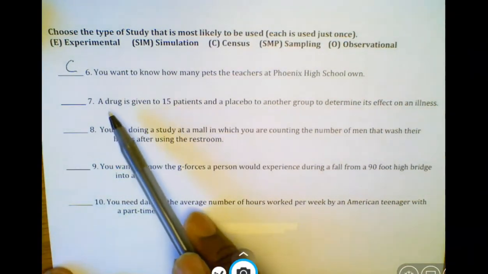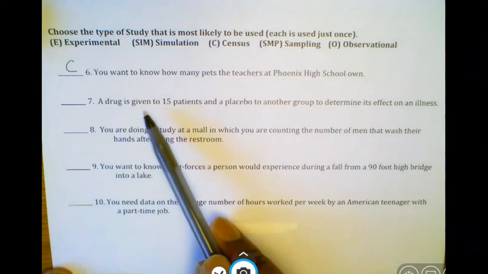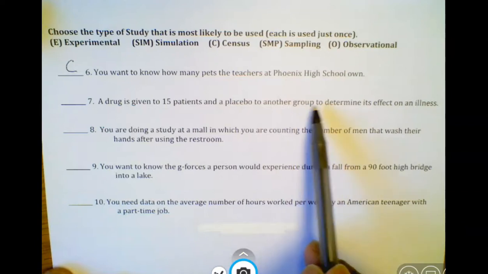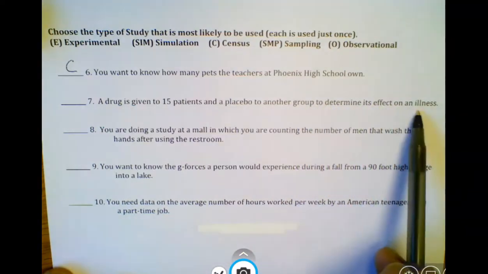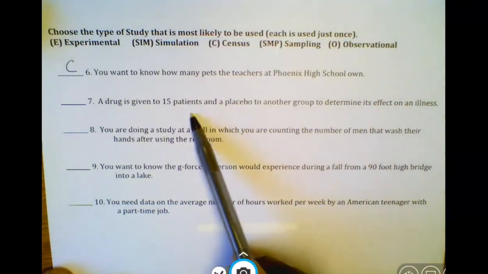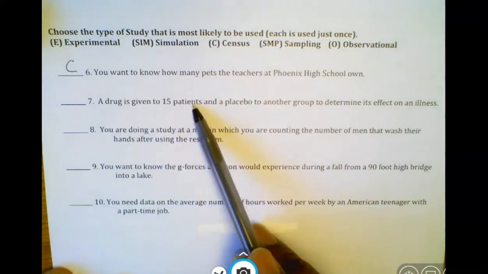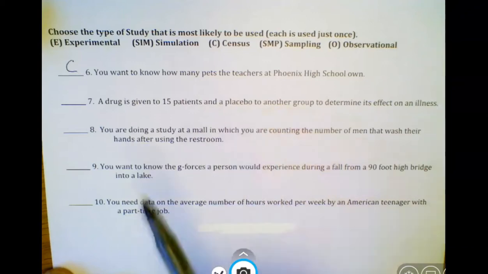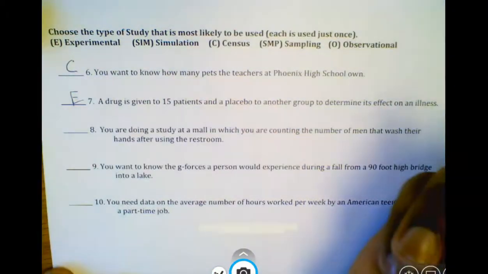And the next one is a drug is given to 15 patients and a placebo to another group to determine the effects on the illness. So this is definitely an experiment where you have some people actually get the drug and some of them get the placebo, which is a fake. So this is definitely an experimental study, so E. I've already used experimental, we use census.